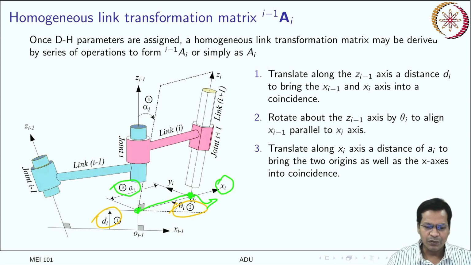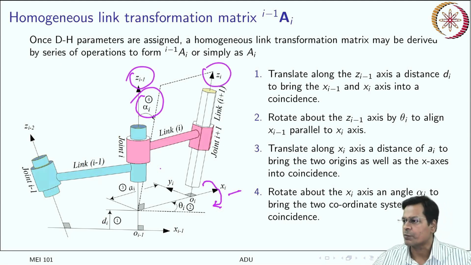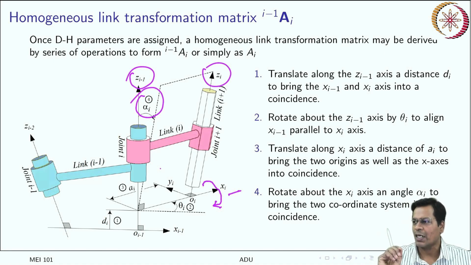Both the Zi and Zi minus 1 of the new frame are still aligned. I have to bring it to Zi actually. So what do I have to do now? This time I will be rotating about the xi axis by an angle alpha i and will bring Zi minus 1 to Zi. So this is the final transformation. So four transformations are there.